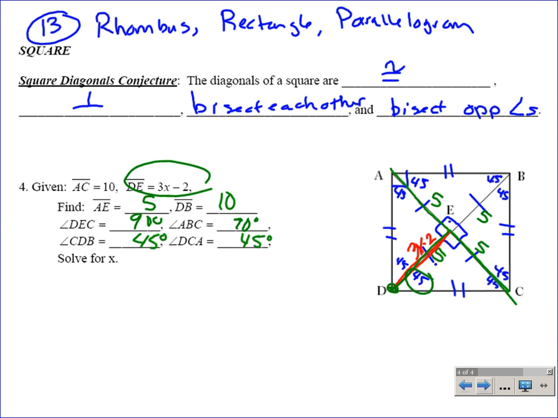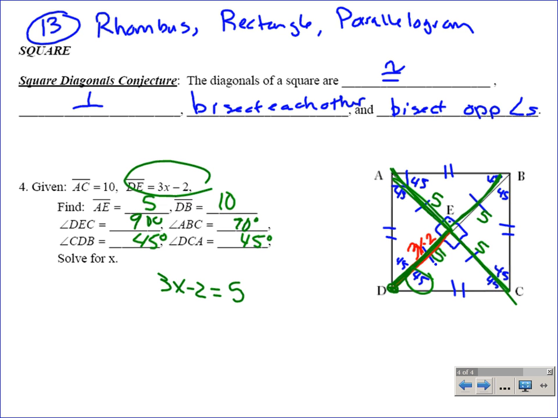How do I set this up, Ty? 3x minus 2 equals what? How long is DE? 5. I agree. Each of those small pieces in here are 5. That's what we figured out when it told us our piece there.